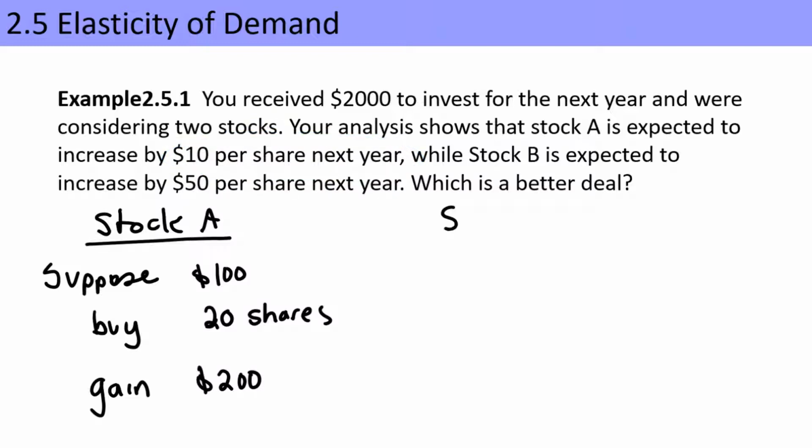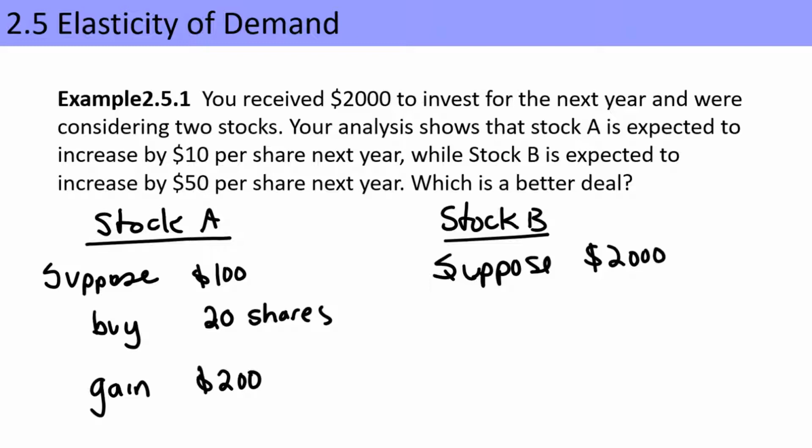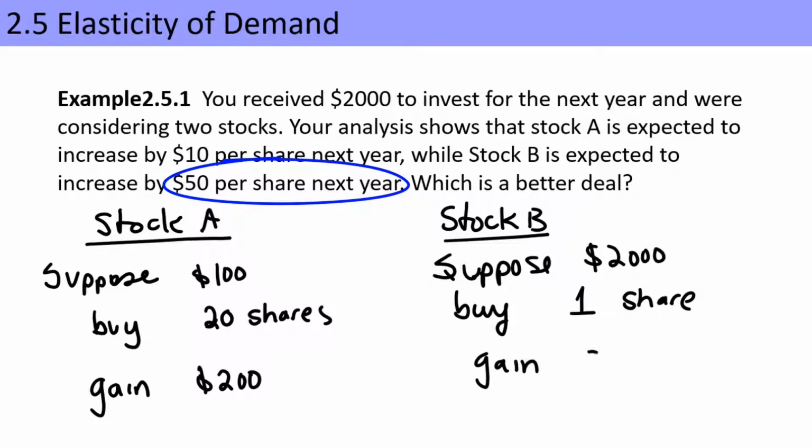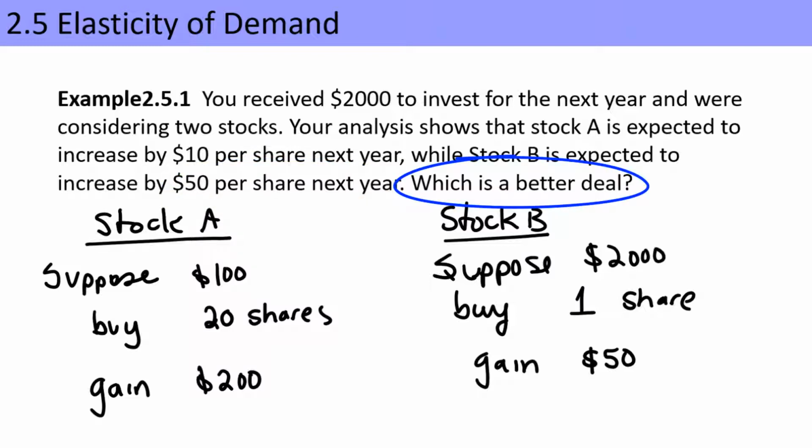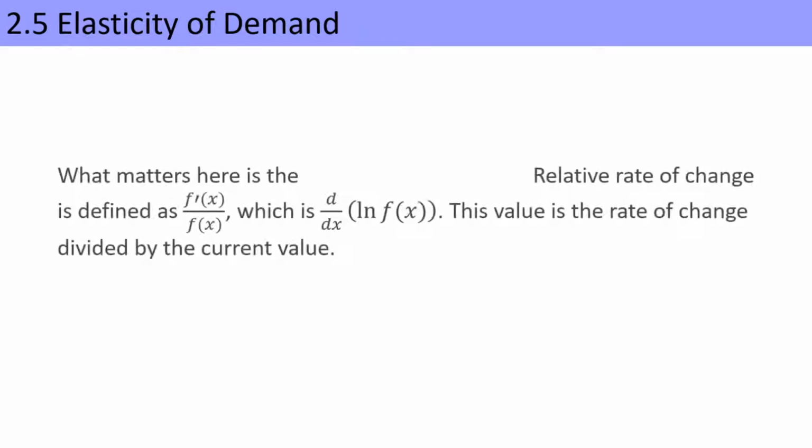$200. Now let's suppose that for stock B the price is $2,000 per share. Well, with the amount that you have, you can only buy one share. And that share is projecting a $50 per share increase. So you would have a gain of $50. The question is, which is a better deal? Well, that depends entirely upon the price per share. What matters here is the relative rate of change.